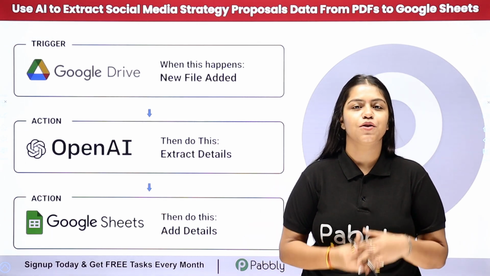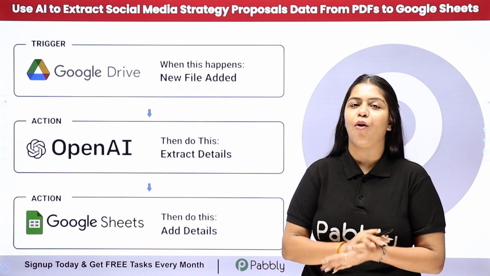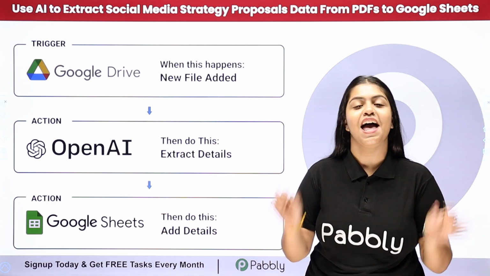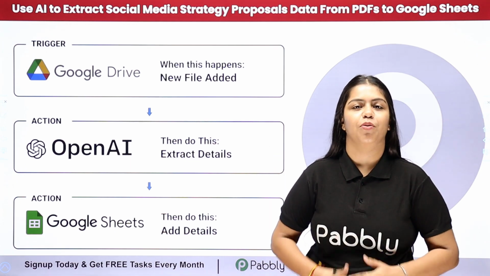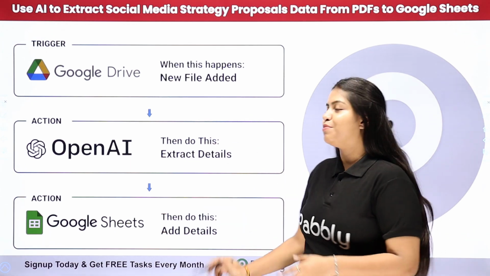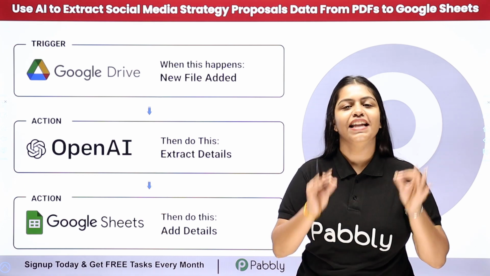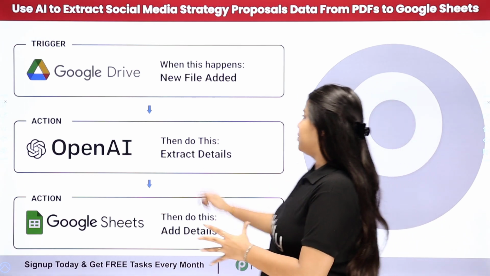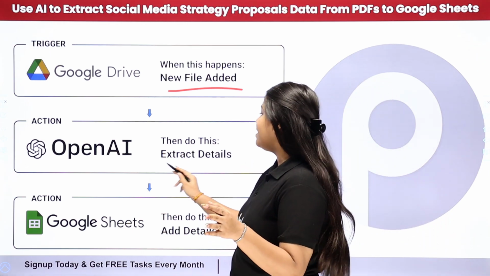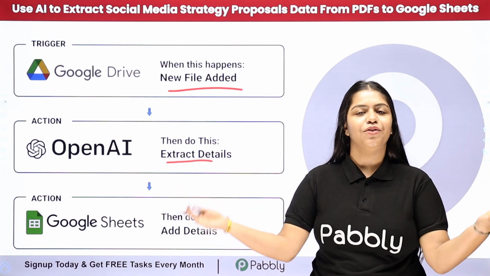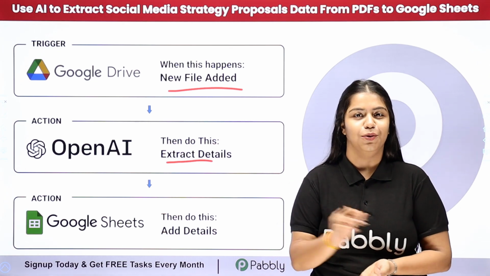So like you, I also used to manually extract the details from all these social media proposals. But this is such a time consuming and tedious task. So to solve this problem, I've simply created this amazing automation where as soon as I add the social media proposal into a Google Drive, automatically my AI agent is going to extract the details from that proposal, and then further we are just going to add those details into a Google Sheet.